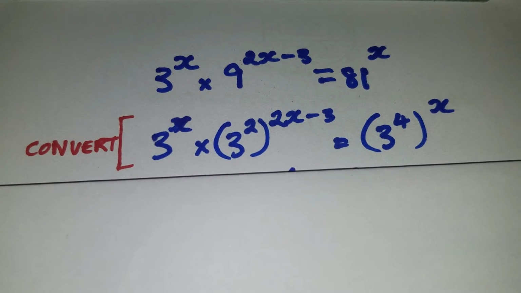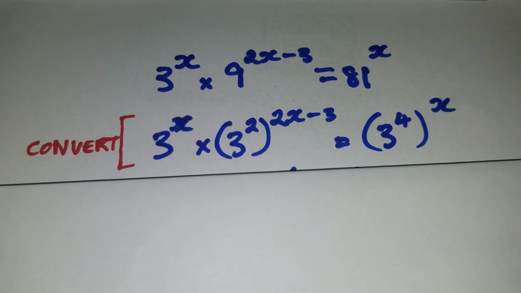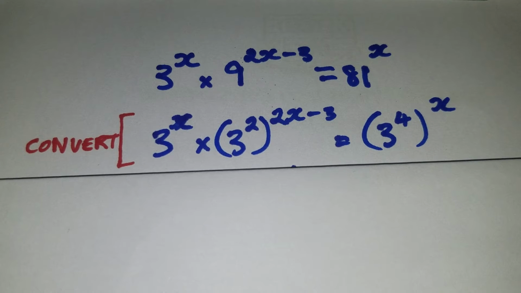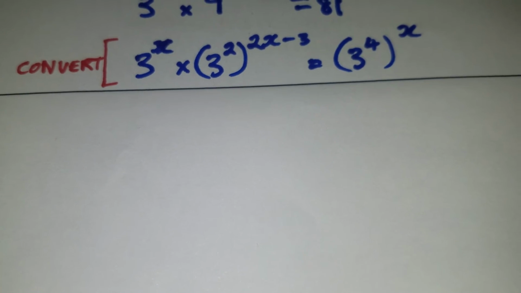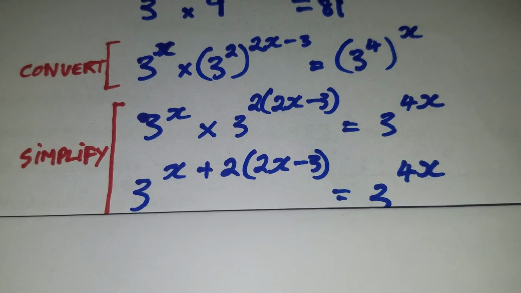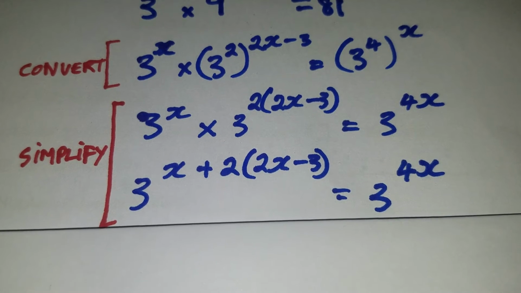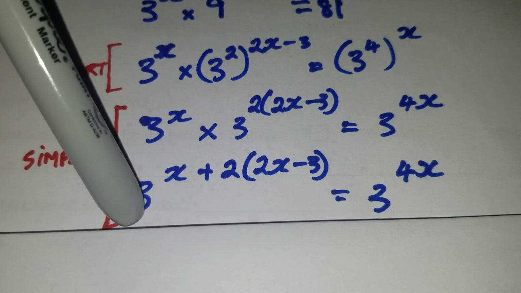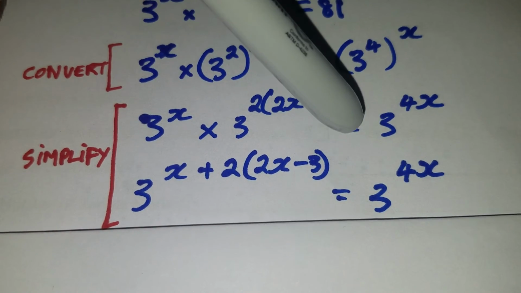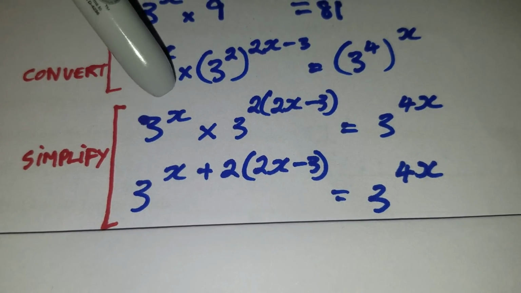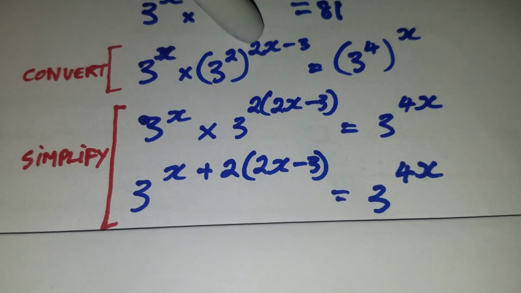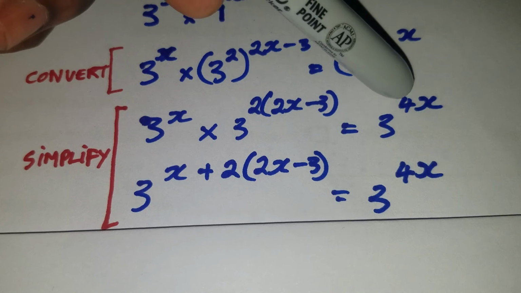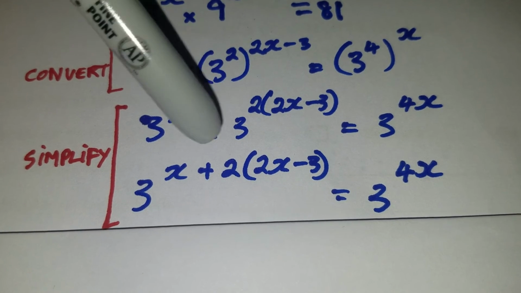Next step we have to do is simplify each side of the equation until it reaches one specific term on each side. So moving on to the simplification part. What we're going to do, we're trying to get one term on the left and one term on the right, as we see here. So it would be 3 to the x, and then 2 times 2x minus 3 will give us this, what we see right here. 4 times x will give us 4x. And let's further simplify that.